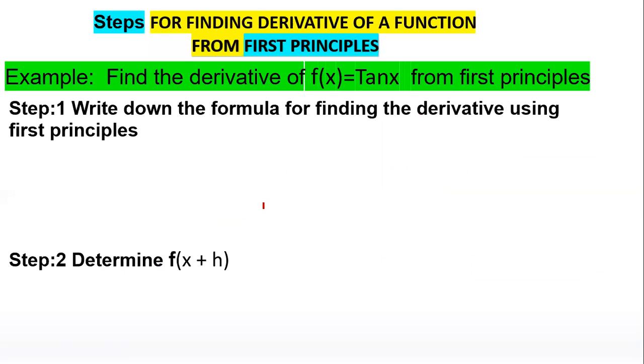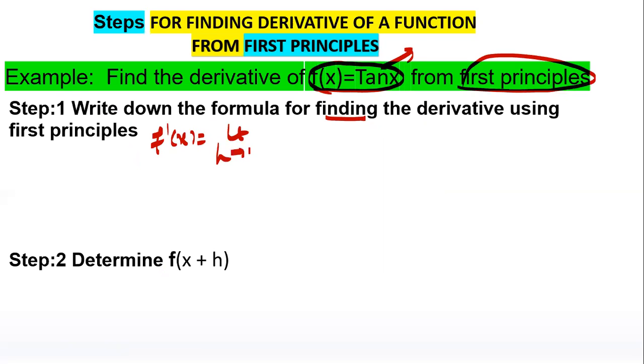So let's take an example. Find the derivative of f(x) equals 10x using first principle. So what are the steps? With the help of this example, I will explain the steps. First step is to write down the formula for finding the derivative. What is the formula? f'(x) equals limit h tends to 0 of [f(x+h) minus f(x)] upon h.